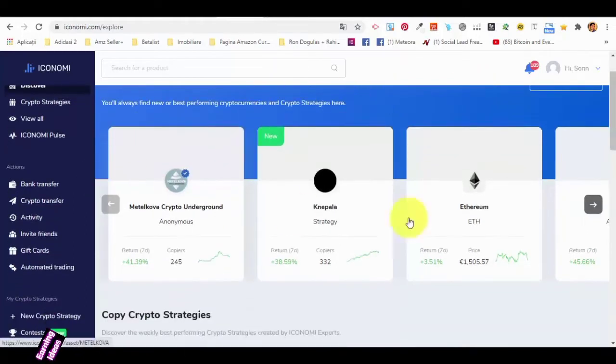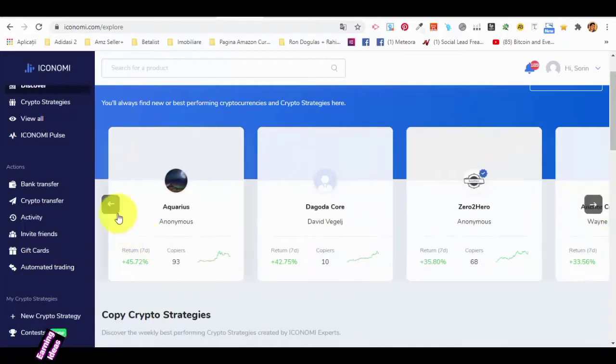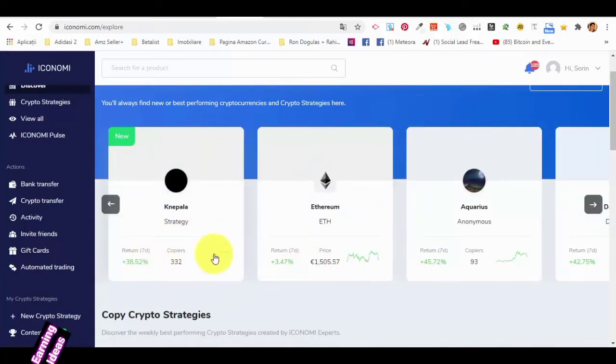Okay, these are some copy strategies that they are recommending at the moment. As you can see, some of them have spectacular results in our opinion. 40% return in the last 7 days, it is something extraordinary. 49% again, something extraordinary, and so on. Okay, so if you are going to look, it's pretty interesting what they are showing here. Another thing that they are showing is the number of copiers of each strategy.